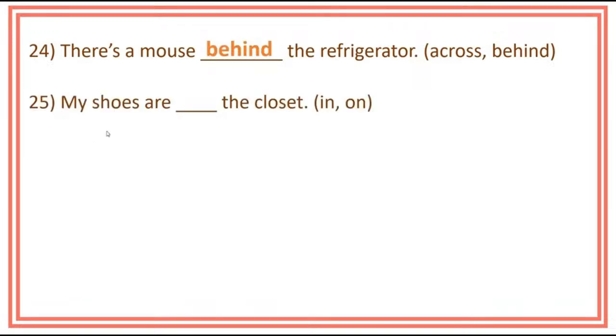25. My shoes are blank the closet. Prepositions inside the bracket are in and on. Answer is: my shoes are in the closet.